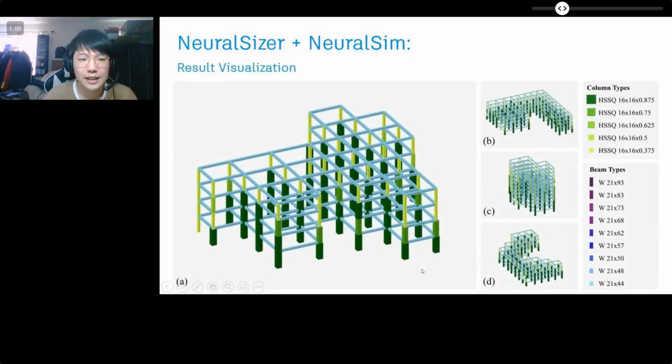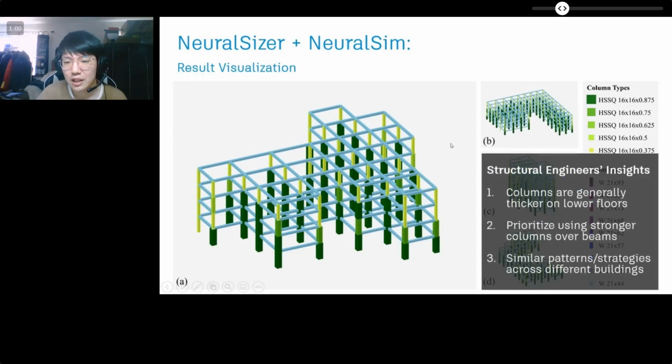So this is the visualization of the NeuroSizer cross-section output. And we showed these visualizations to professional structural engineers. And they think these are reasonable, and they did point out several insights that the model learns. So first of all, columns are generally thicker on lower floors.